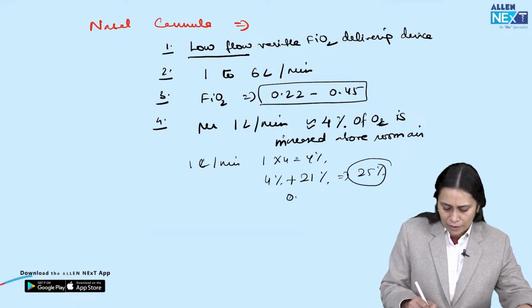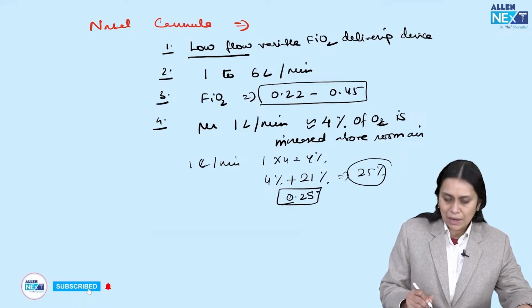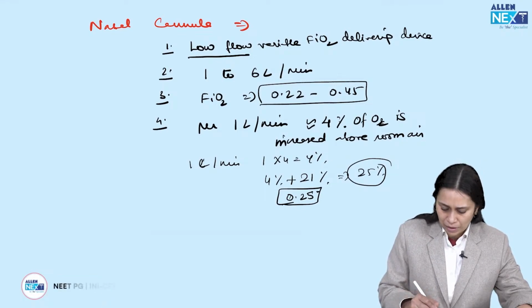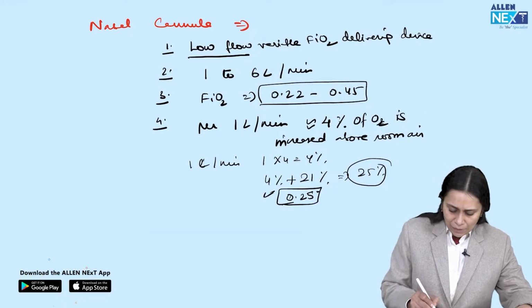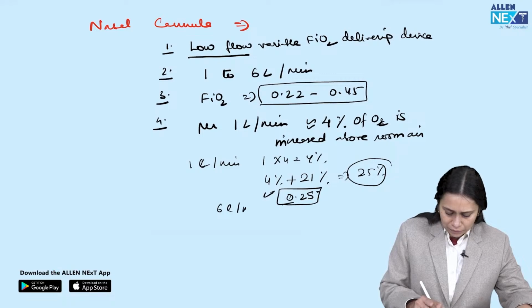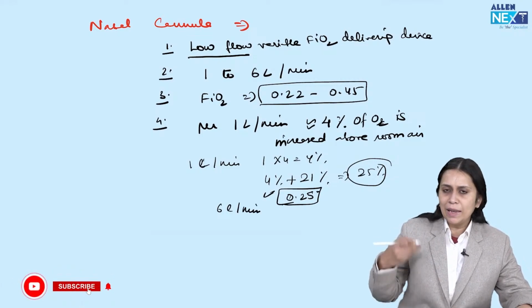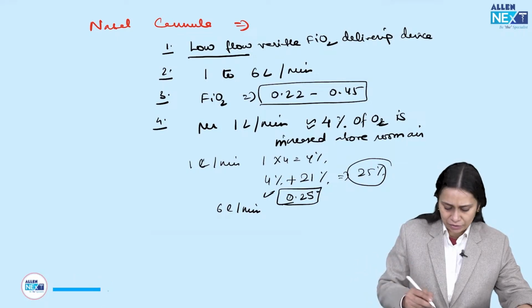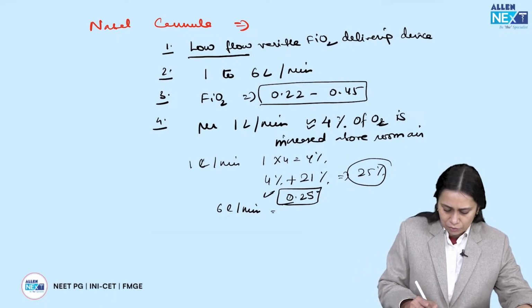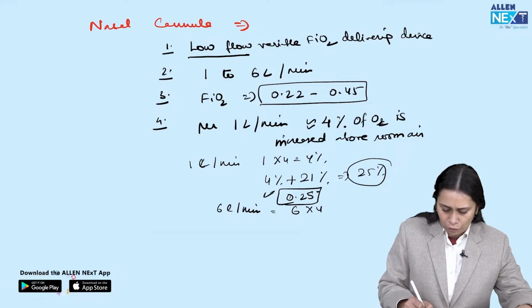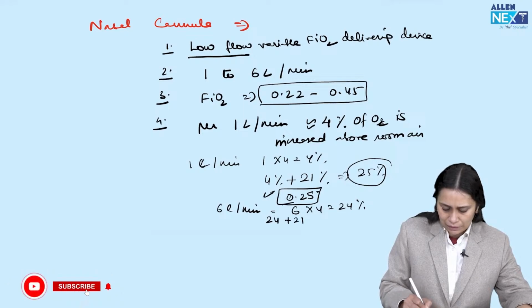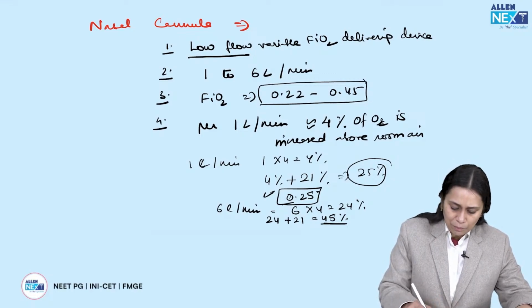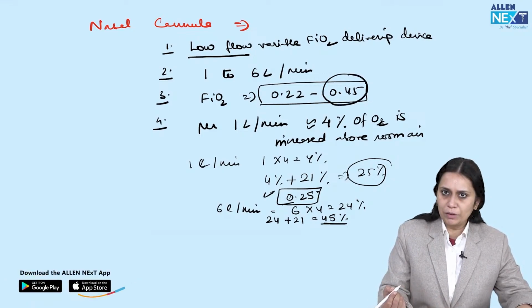So we'll achieve 0.25 of FiO2 at 1 liter per minute at most. We can achieve less than this but not more than this. If I am giving 6 liters per minute, similarly you can calculate for 2 liter, 3 liter, 4 liter, etc. So if I am giving 6 liters per minute, 6 into 4, that is 24% above room air. So 24 plus 21, that is 45%. So we will achieve 45% oxygen concentration, that is, maximum 0.45.